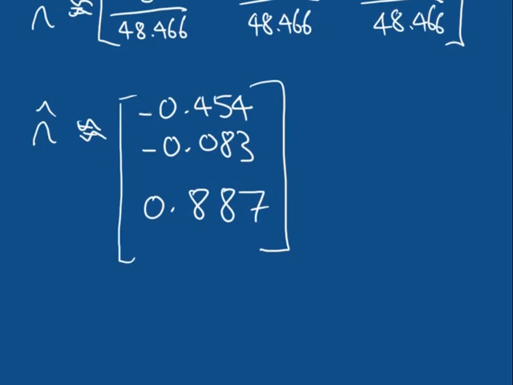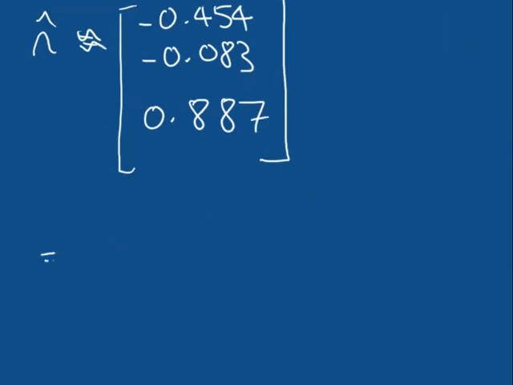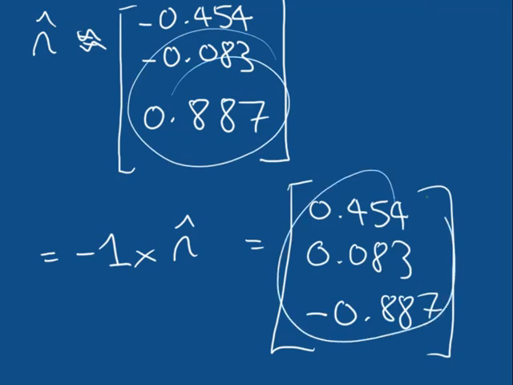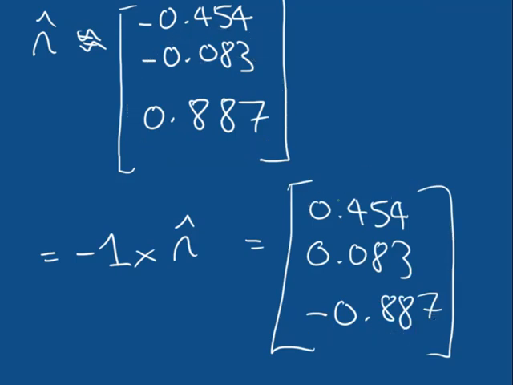Now, of course, if you constructed your vectors in a different way, you may have got a normal that points in the opposite direction. If this is the case, your normal will be equal to minus 1 multiplied by n hat, which will be the vector positive 0.454, positive 0.083, and negative 0.887. So if you had a vector that was close to this one or close to this one, depending on how you rounded your numbers, you may have slightly different results due to the rounding error involved. But if you had numbers that were close to this one, then you got the correct result.